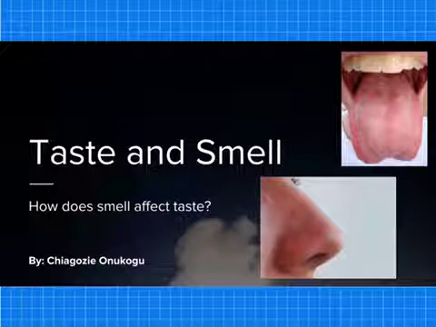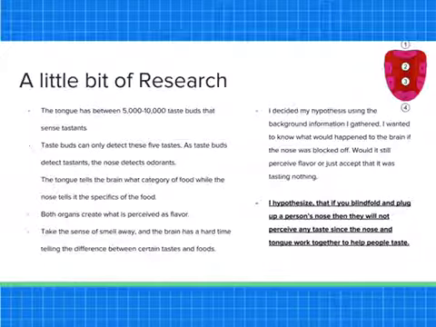Hi, I'm Chaukaze Anakago, and I'm doing my project on how smell affects taste. The tongue can detect 5 basic tastes: sweet, sour, bitter, salty, and savory, while the nose can detect odorants. Both organs working together create what we perceive as flavor.